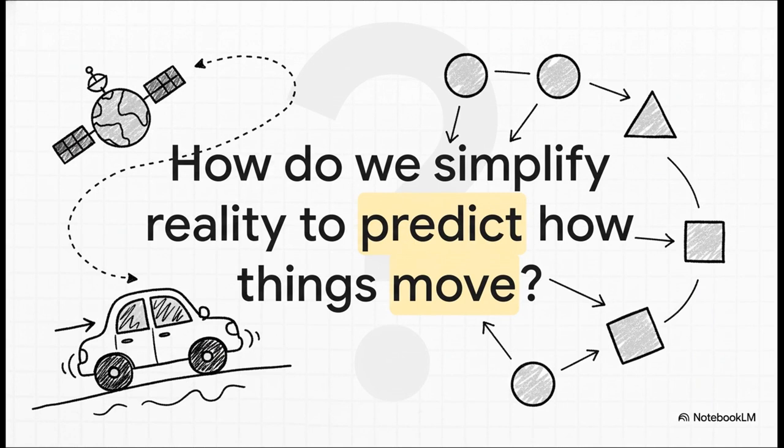So that's the big question we're tackling. How do they actually do it? How do you take something as messy and chaotic as a plane flying through a storm and boil it down to a set of rules and equations that actually work? That's the real challenge, and that's what we're going to get into.